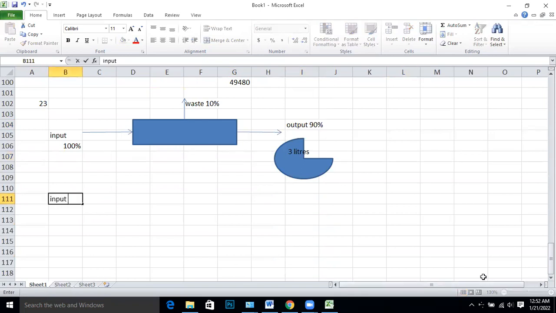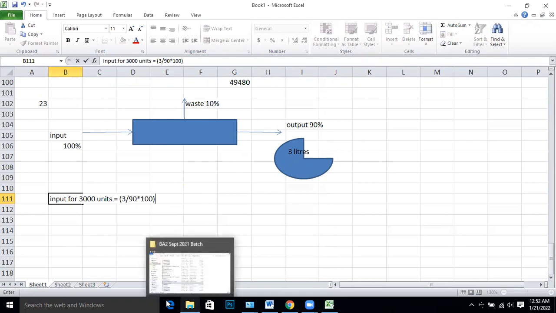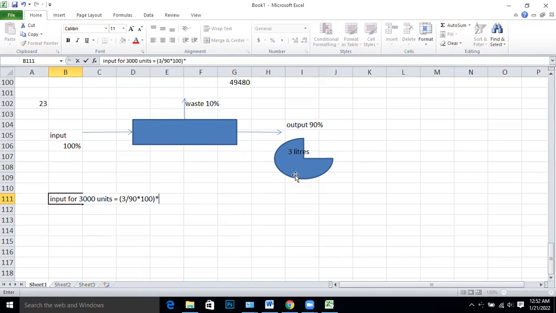So input for 3000 units will be, look at this carefully. For 1 unit, how much will it be? 3 liters comes with the output, right? Which is 90%, is 3 liters. So how much should be 100%? 3 divided by 90 into 100. This would have been the input for 1 unit. Like that, you are going to make 3000 units.